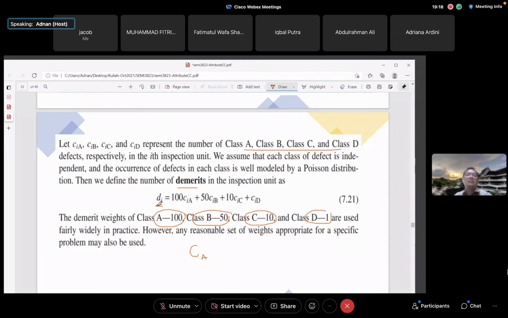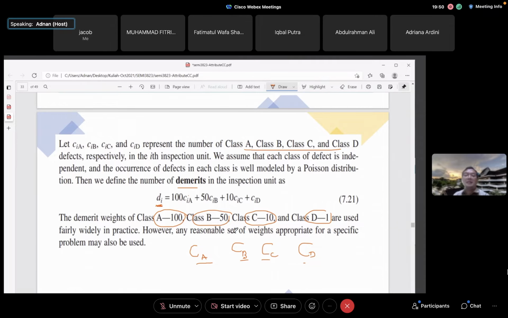This depends on the sample size lah, the sample that we use. So ada CA, count for A, count for B, count for C, count for D. I mean the type of that defect lah, we are counting that. And then put the weightage here, 100, 50, 10, and 1. So this weightage is widely used.